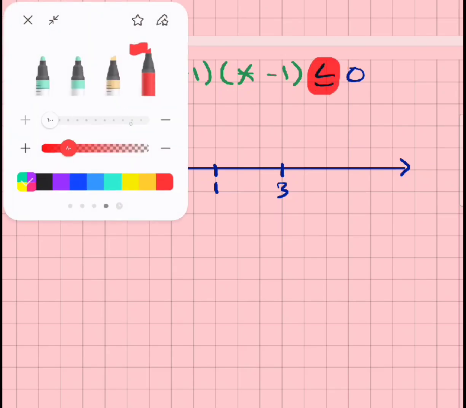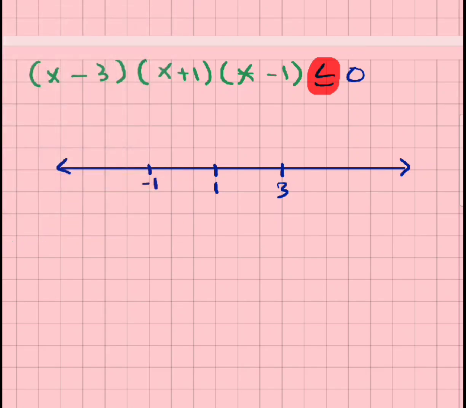Now, notice that it's less than or equal to 0. Because of the underline, it's going to include these 3 points, negative 1, 1, and 3. So I'm going to use a closed circle as opposed to an open circle this time. So now, we need to make sure that it's less than 0 or negative. So we don't want the regions where it's positive.